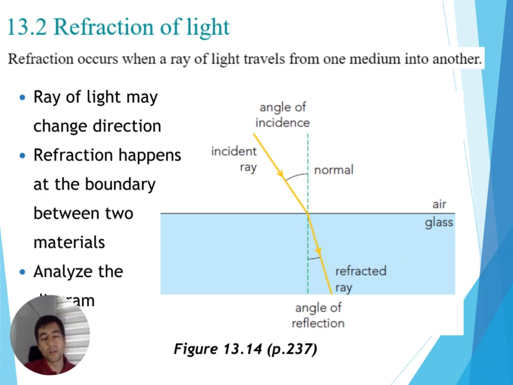What is the normal line? Remember, we have discussed this before. Normal means perpendicular, or 90 degrees. We draw the normal line at the point where the incident ray hits the boundary. Yes. Make sure your normal line intersects that point, not somewhere else.